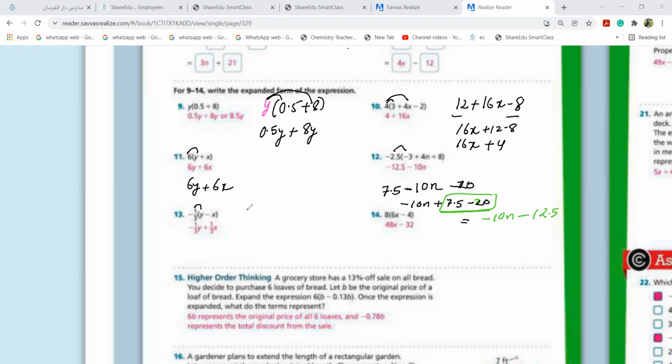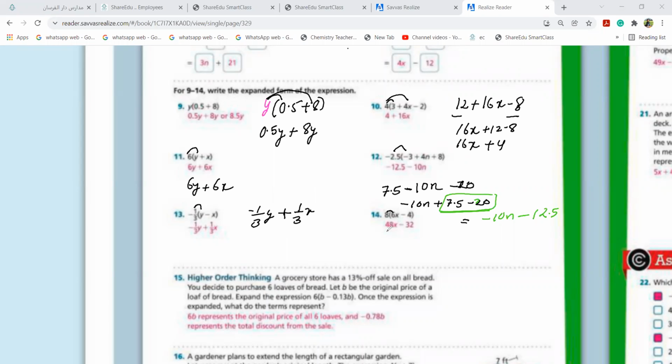This you multiply, you get minus 1 over 3y. And minus times minus you get plus. Then you have 1 over 3x. Because see, first you multiply with y, you get y. Then you multiply that number with the x, you get x. Now you'll say, teacher, why this plus? Because minus times minus is plus.